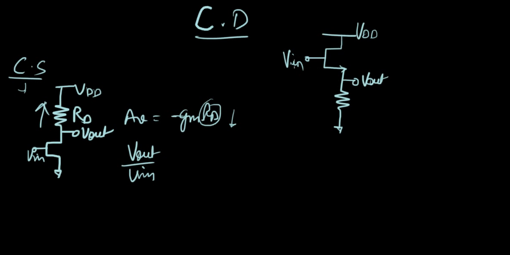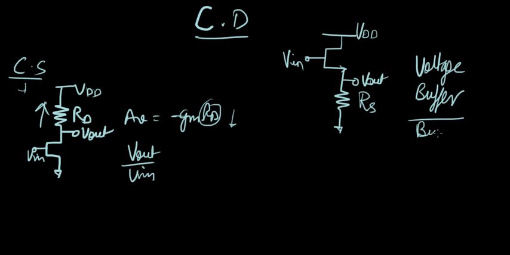So this is V in, this is V out, and this resistance is connected to the source. And this resistance can be low, right? Now, this is called a source follower. It's also called a voltage buffer. We'll see why in some time. Voltage buffer or buffer stage.